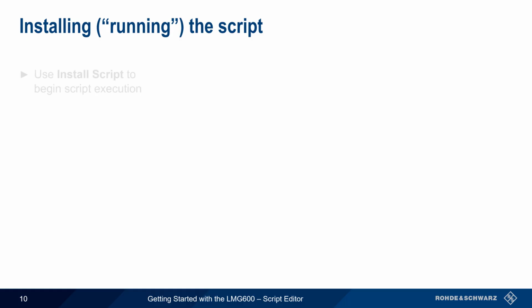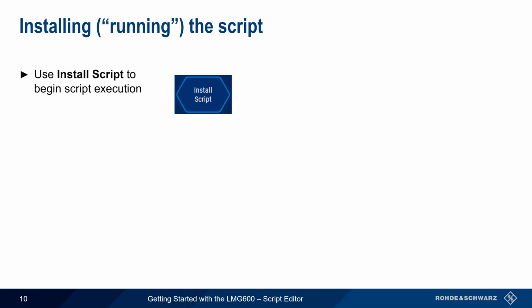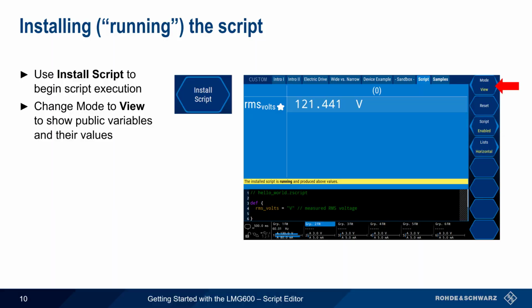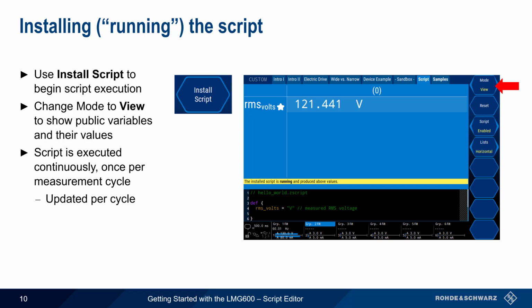To begin running or executing a script, press the Install Script button. In most cases, the mode should be changed to View in order to show the public variables and their values. Recall that scripts are executed continuously, once per measurement cycle, and the values of displayed public variables will therefore also be updated once per measurement cycle. An installed script can also be enabled or disabled, and this can be used to pause the script without resetting any accumulated values.